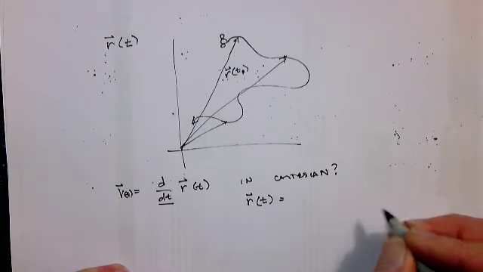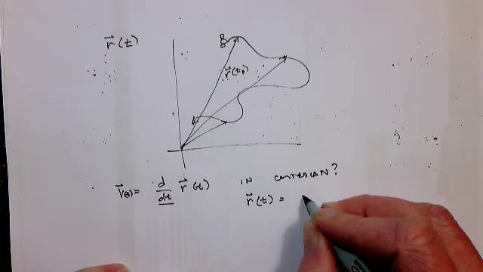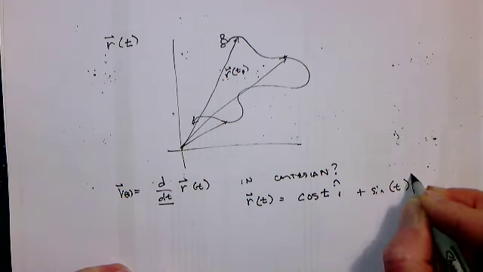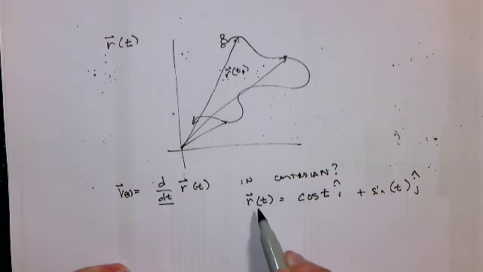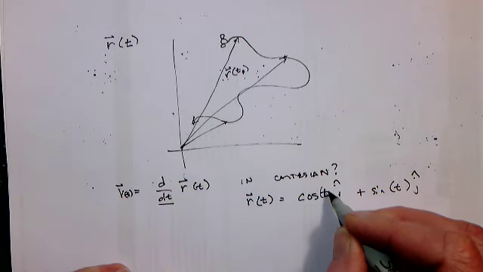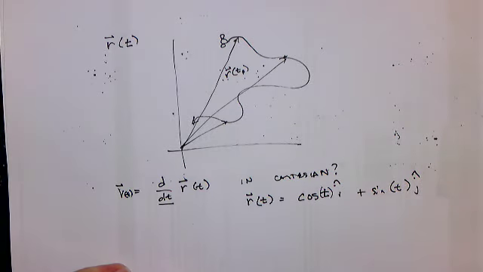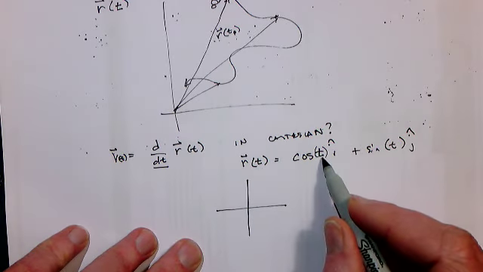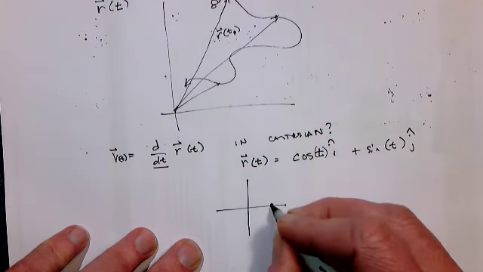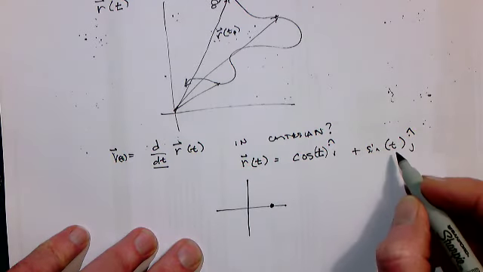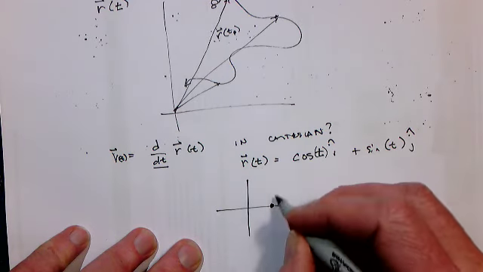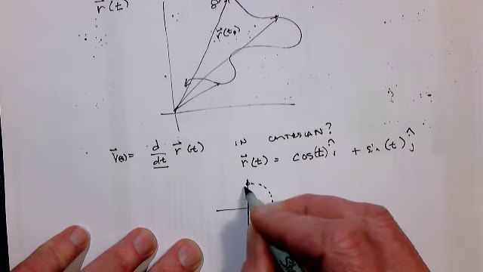So r of t, let's come up with an obvious example, is cosine of t times i hat plus sine of t times j hat, right? So there's an example of a position vector that depends on time. It's got an x component that depends on time and a y component that depends on time. If we think about what that will look like, well, at t equals 0, cosine of 0 is 1, sine of 0 is 0. So at t equals 0, the fly will be located there. By the time that time advances to pi over 2, cosine of pi over 2 is 0, sine of pi over 2 is 1. So the fly will have moved to here, and so on.